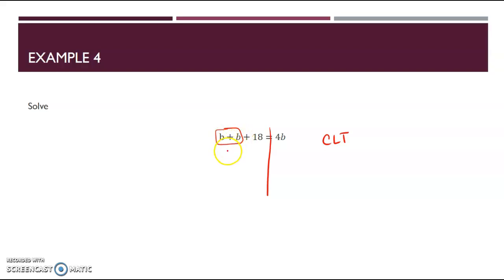So we're going to take b plus b, which is 2b. Plus 18 equals 4b. From here, now I need to get my b's to one side. Well, the only thing on the right-hand side is b, so I'm going to subtract 2b from both sides. And so 2b minus 2b zeroes out, and I'm left with 18 equals 2b. And so that was the subtraction property of equality.